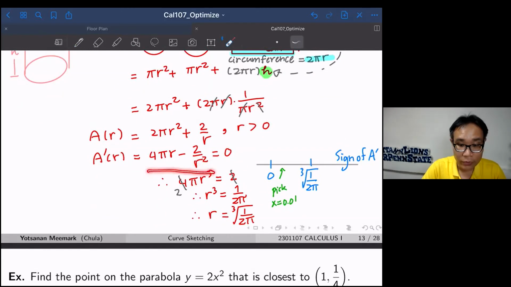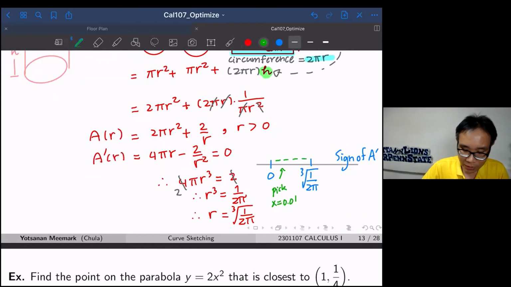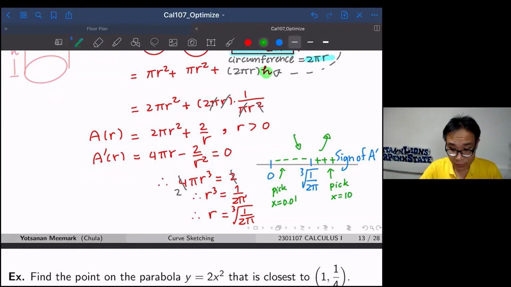So you use this guy. For sure, this is going to be negative, because it's going to be about 200 or so. So here it's going to be on the negative side. And for this one, you just use x equal to 10. In this interval, you pick x equal to 10, so it's going to be positive. So in this case, it's going to be decreasing to increasing. So it's going to be a minimum.